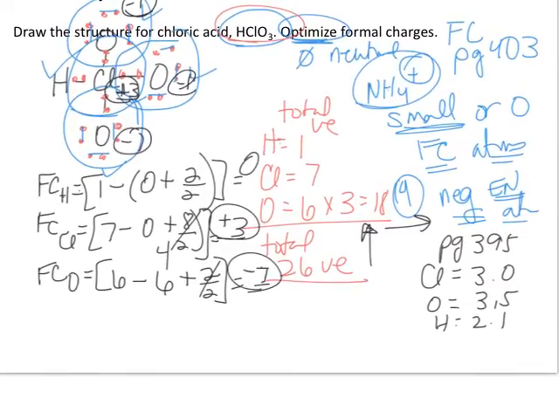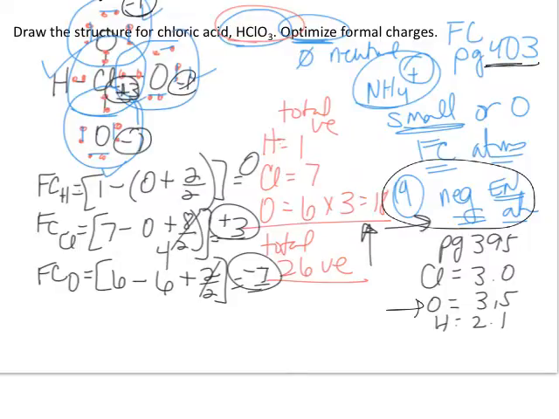So this is not optimized. If you look at the rules on page 403, you might want to open that book up and look at that. The problem with this is, it's okay that you got a negative 1, right? The negative 1 on the oxygens are on the most electronegative atom, oxygen, okay? Actually, chlorine is a plus 3. That's a large charge. That's the only thing that's concerning here, is chlorine is a plus 3.